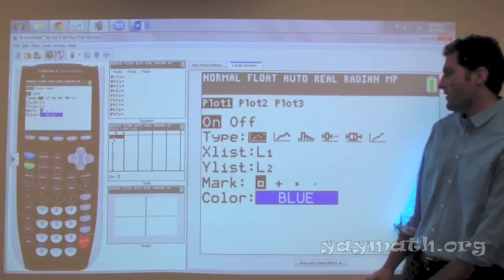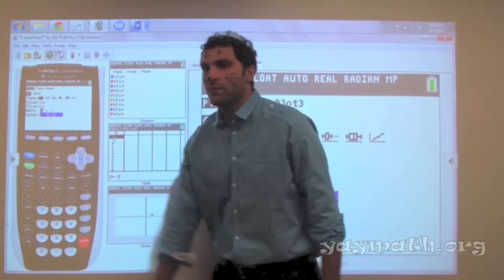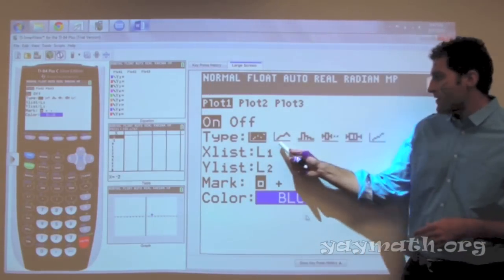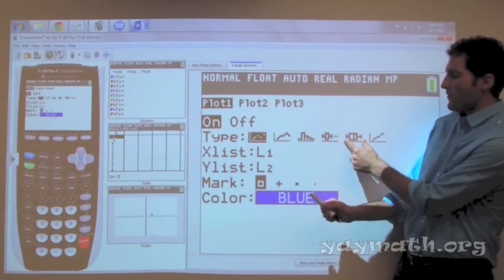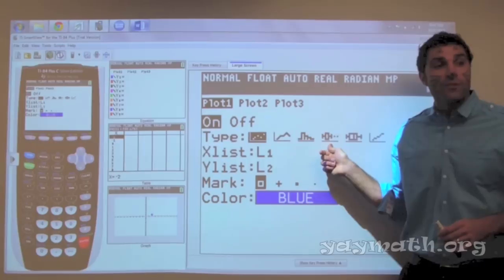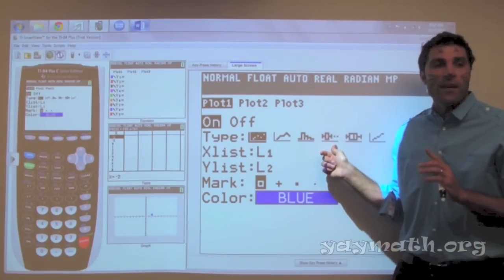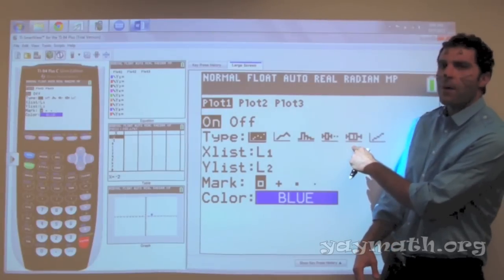Wait, how did you get to the plot? Second Y equals. Thank you for asking. Now which one of these do you think it is? The fourth one. Fourth one, yes. Box and Whisker right here. By the way, this is Box and Whisker with outliers. See these dots? So you can do that too. It's the same idea, but we're just going to do your standard Box and Whisker.